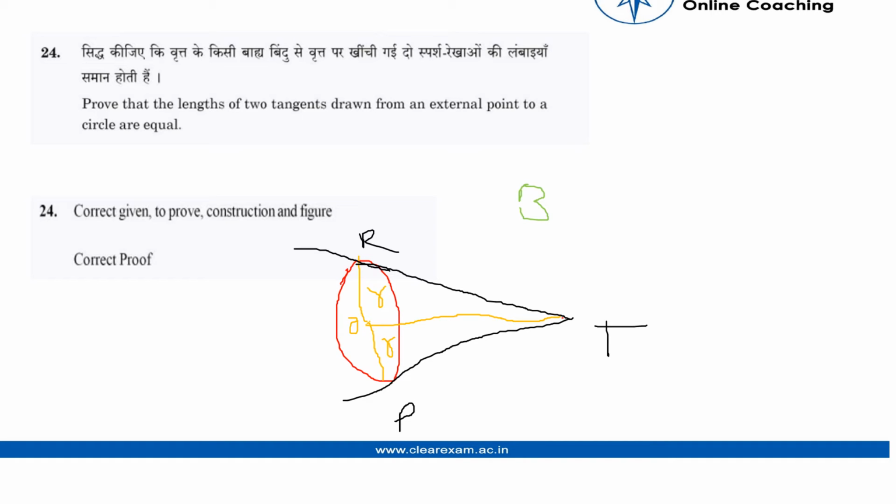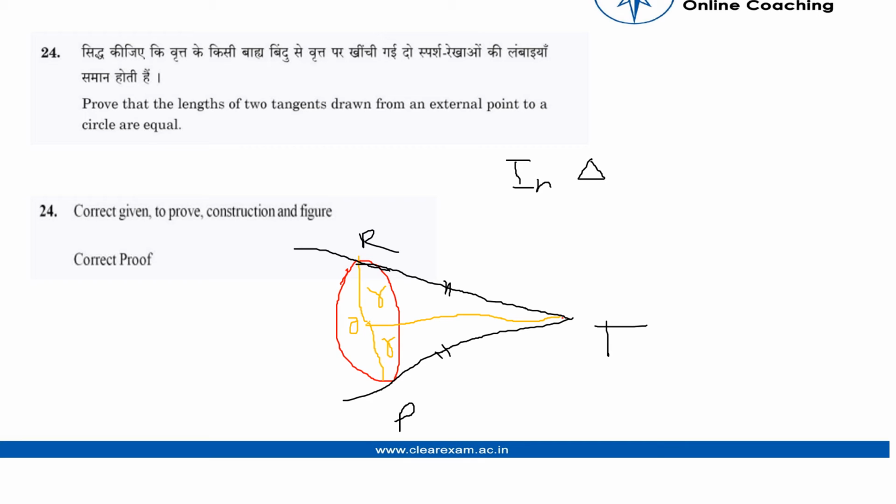So what is this CPCT method? This method says the corresponding parts of congruent triangles are equal. To solve this we need to prove that two properties of both the triangles are similar.